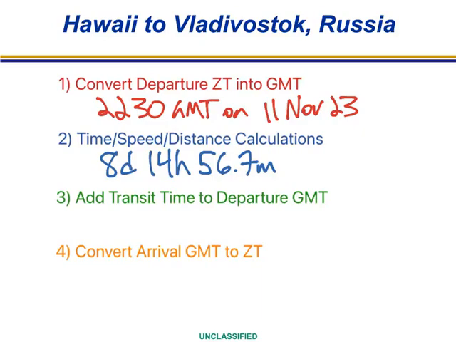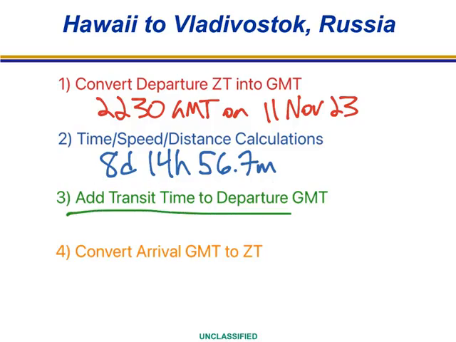Hey SurfNav, welcome back. This is still Walt, the SurfNav instructor, and we're going to continue on with our ETA problem from our op box off the coast of Hawaii to Vladivostok. In the last video, we determined that it'll take us 8 days, 14 hours, and 56.7 minutes to transit between our op box and Vladivostok.